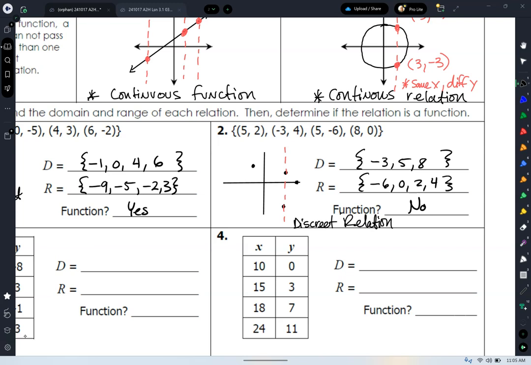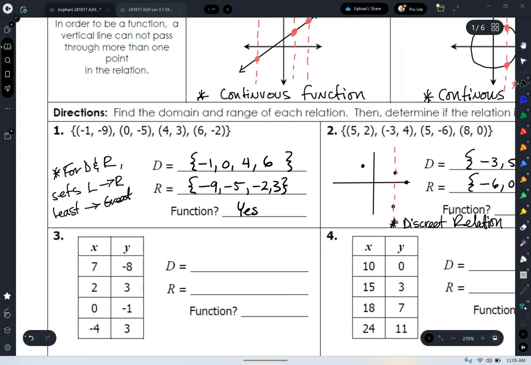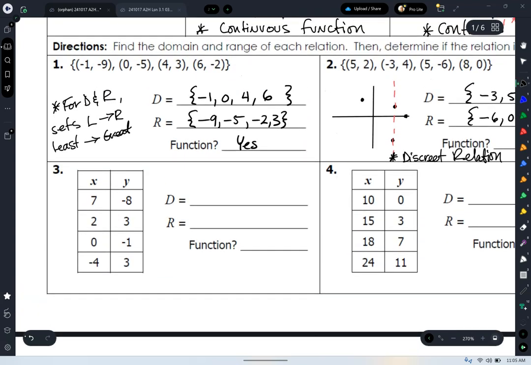A discrete relation, not a function. Put a little asterisk in front of that like we did. Discrete relation. Okay, good so far? Let's do number 3. Find the domain and range.